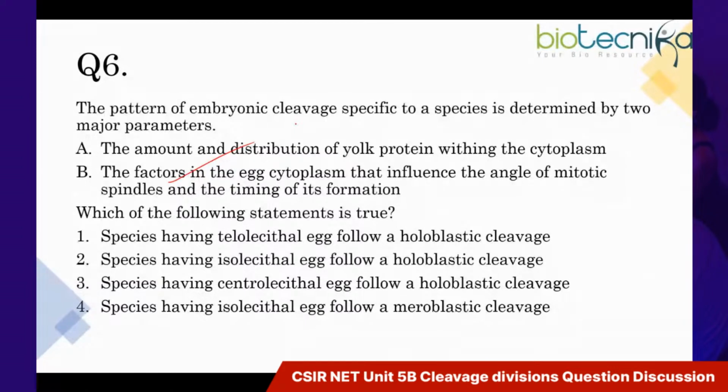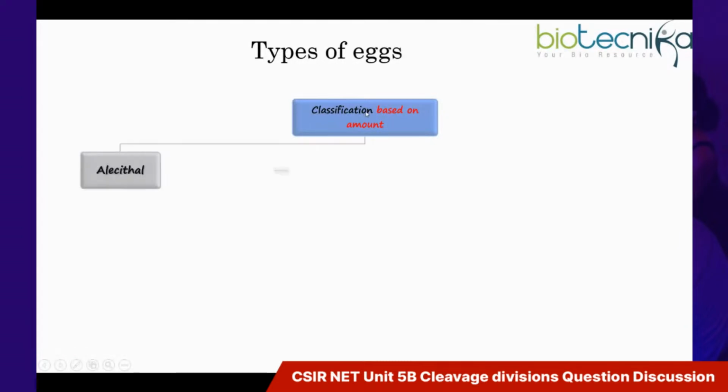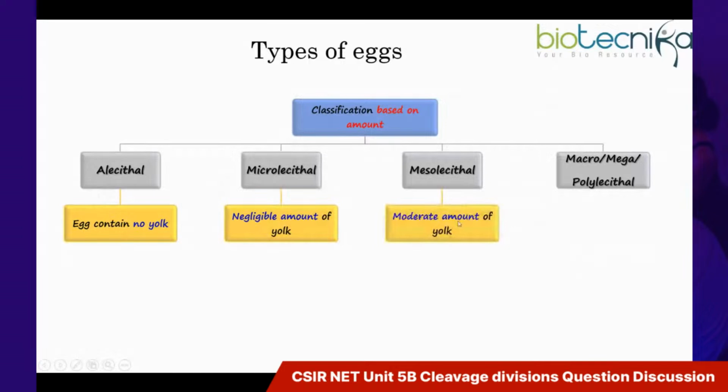Okay, fine, Anupam. There are some types of eggs we have discussed in class. Yes, Rahul, that's right. So, types of egg classification based on amount: you have alecithal, which means there is no yolk. Microlecithal means very little yolk is there. Mesolecithal, a moderate amount of yolk. And macro or megalecithal means a lot of yolk is there. So alecithal, no yolk; microlecithal, negligible amount; mesolecithal, moderate amount; and megalecithal, a large amount of yolk.